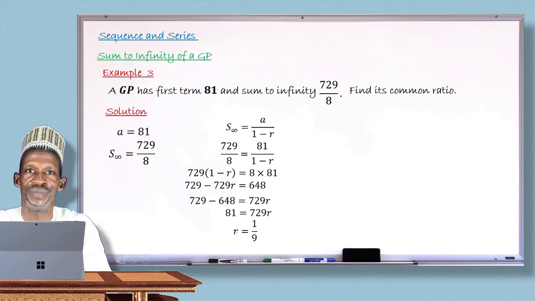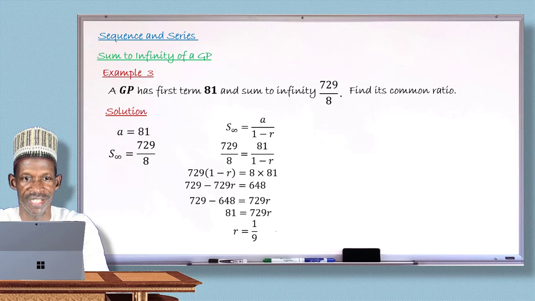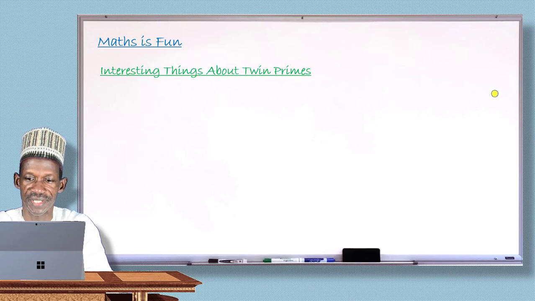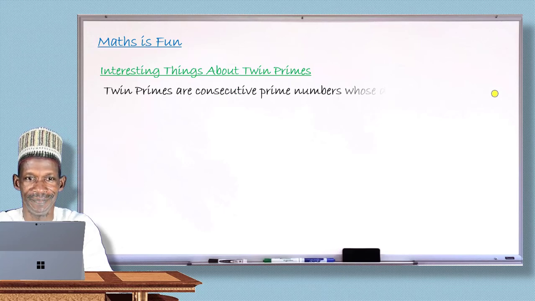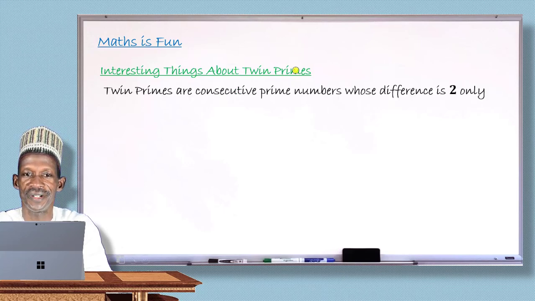Let me just move quickly to the last segment of the lesson, which is fun, and give you the relationship between twin prime numbers and the number 8. So let me first explain what twin prime numbers are. Twin prime numbers are consecutive prime numbers whose difference is just 2 only. That is the difference between a prime number and the next one in the sequence of prime numbers, it's just 2.